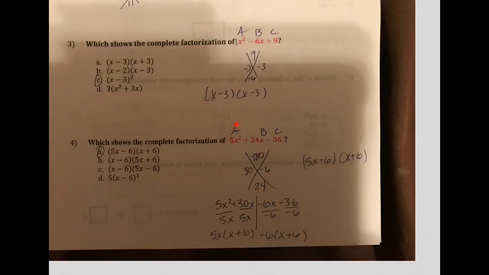Number 4, A is 5, B is 24, C is negative 36. A times C is negative 180, B is 24. So my numbers are 30 and negative 6. Unfortunately, A is not 1, so I can't take a shortcut. I write down the A and the C, and I fill in the middle with these two numbers from the x. I split it. The GCF of the left is 5x. I divide it out. The GCF of the right is negative 6. I divide it out. I take my outside pieces and my repeated or inside piece, and that is answer choice A.